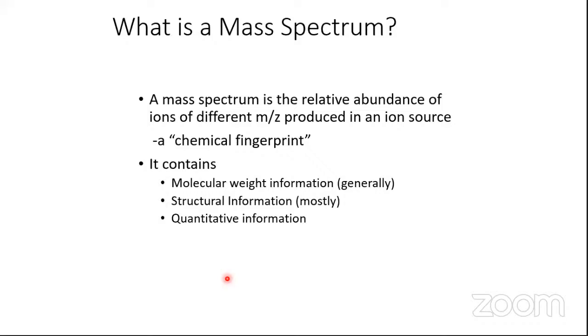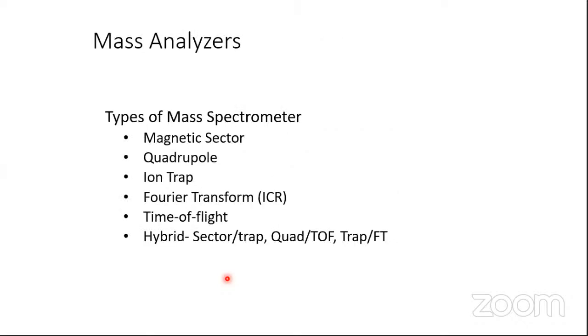Okay. So what does a mass spectrum give you? It is a chemical fingerprint. It contains molecular weight information generally, structural information mostly, and also quantitative information, which is very important because with GCMS and LCMS, you can do quantitation up to femtogram level very easily.